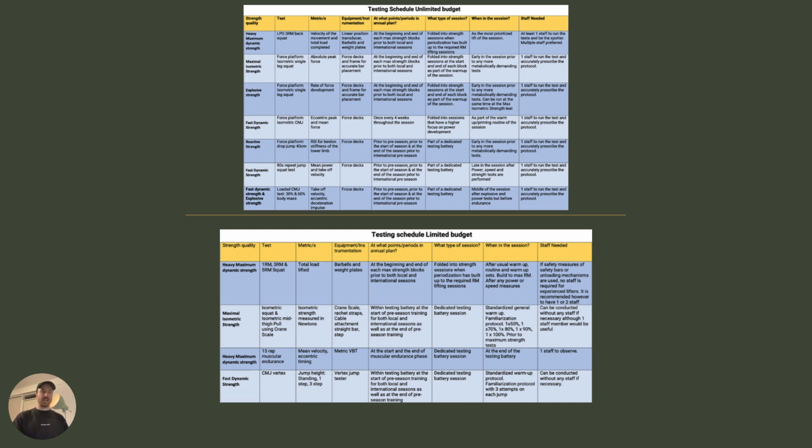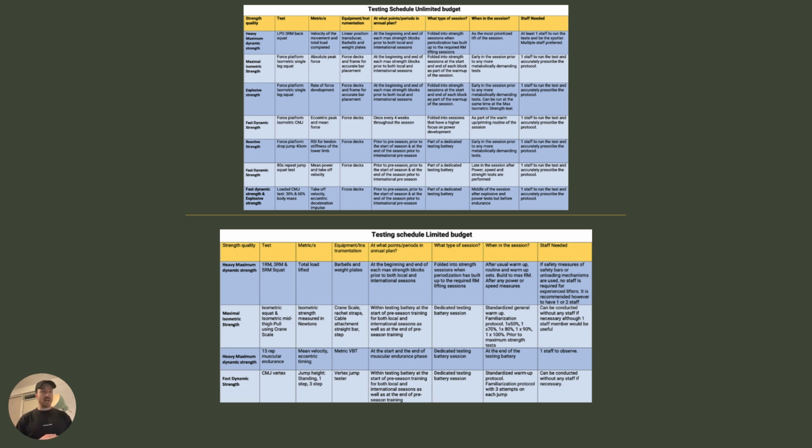And obviously you're not going to have the big force plate measures as well, but there's no point in testing things that we really don't need to test for performance metrics of snowboard cross riding if we are on a limited budget. If we're on a limited budget, we're probably on a limited time constraint for the athletes as well. So we can get a lot of data just from our heavy maximum dynamic strength, our maximum isometric strength, using a crane scale potentially just to get a metric of what our absolute strength and absolute force is there.